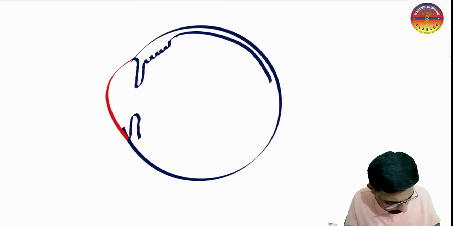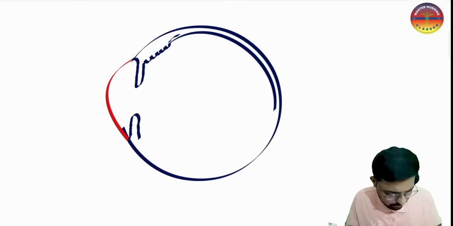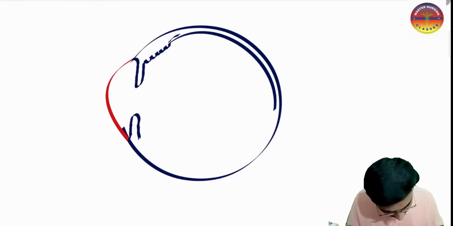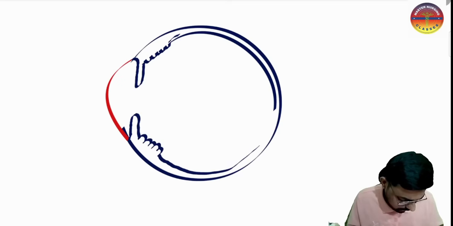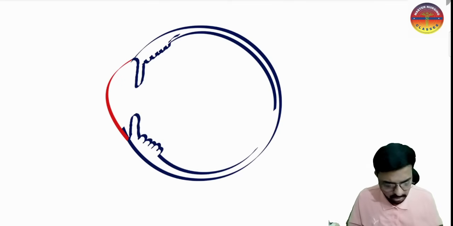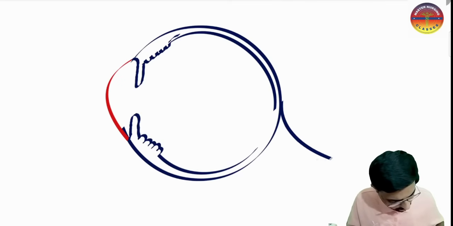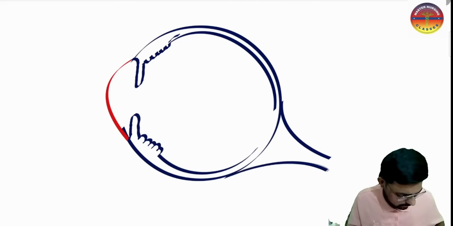That is the mid layer of our eye. Similarly, here we have the ciliary body and the ciliary process, and here we also have the mid layer of the eye. This one is the outermost layer, that is the sclera.